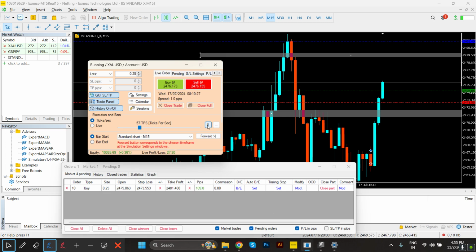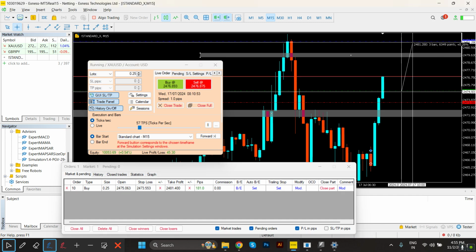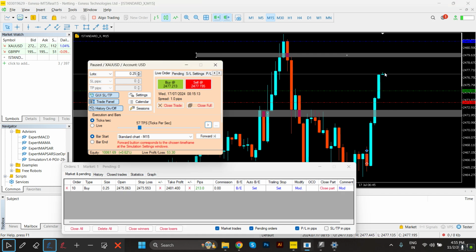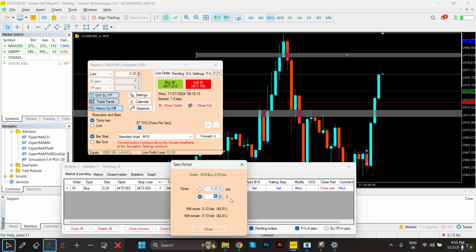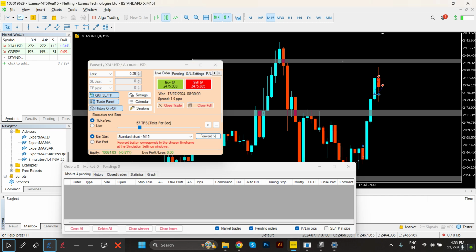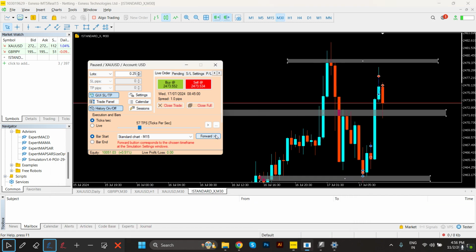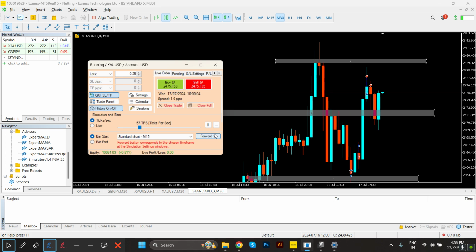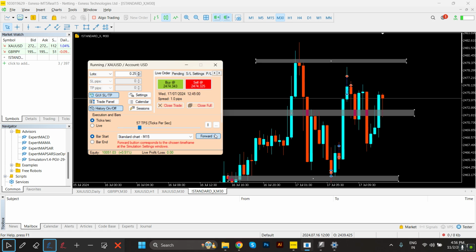Moving in the profits. We should go 50-60 pips in the profits, close some partials maybe. There we go. Candle close bullish. We need to close partials. 80% break even. Yeah, so it's okay. Let's just move to the next day.